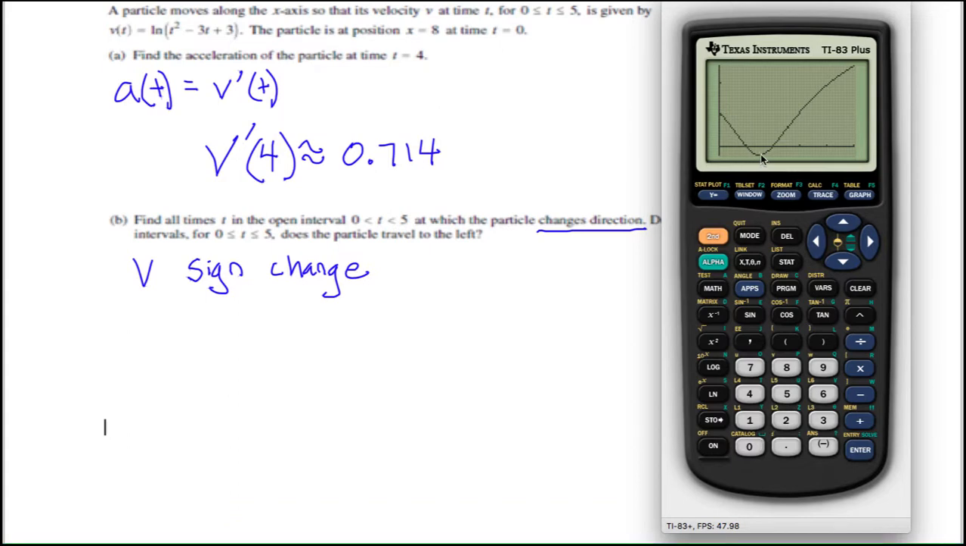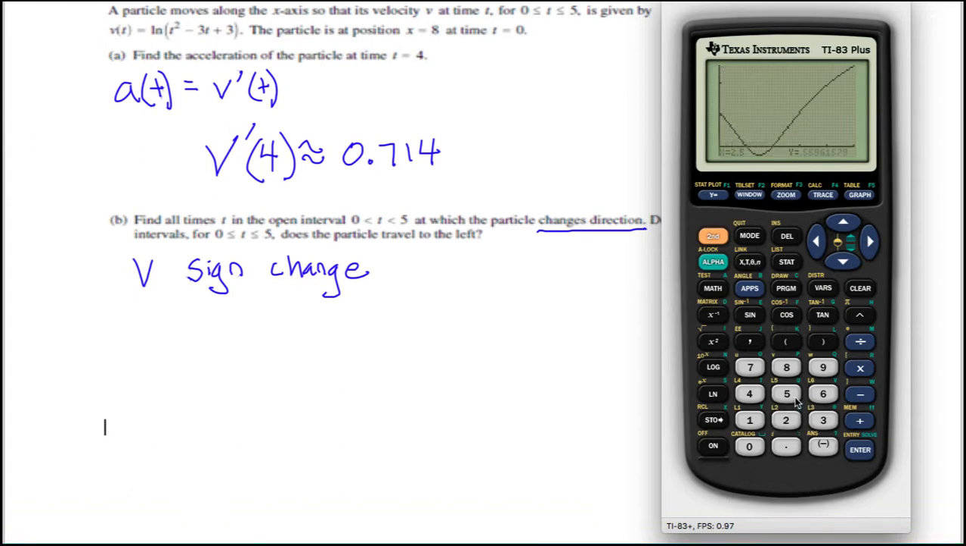In terms of this calculator, am I looking at this bottommost point or where it crosses the x-axis? When it crosses the x-axis, because that means that the velocity has gone from a positive to a negative. So I have to find those x-intercepts. So I have to calculate that. So second calc or second trace, and I have to find that x-intercept. So I'm looking for those zeros.